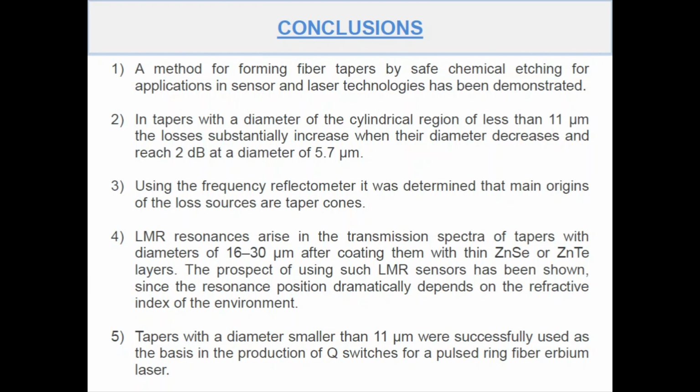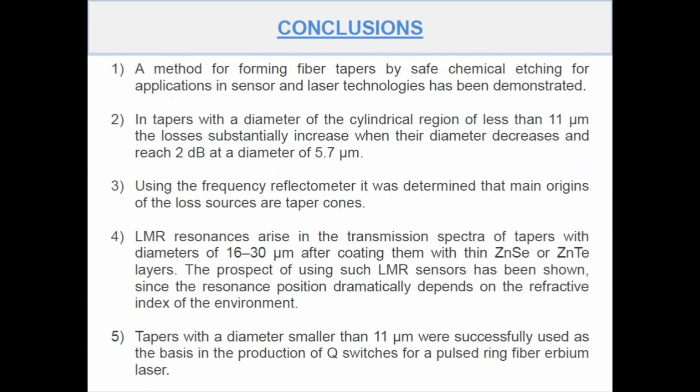Methods for forming fiber tapers by safe chemical etching for application in sensors and laser technologies have been demonstrated. In tapers with a diameter of the cylindrical region of less than 11 micrometers, the losses substantially increase when the diameter decreases and reach 2 decibels at a diameter of 5.7 micrometers. Using the frequency reflectometer, it was determined that the main origins of the loss sources are taper cones.